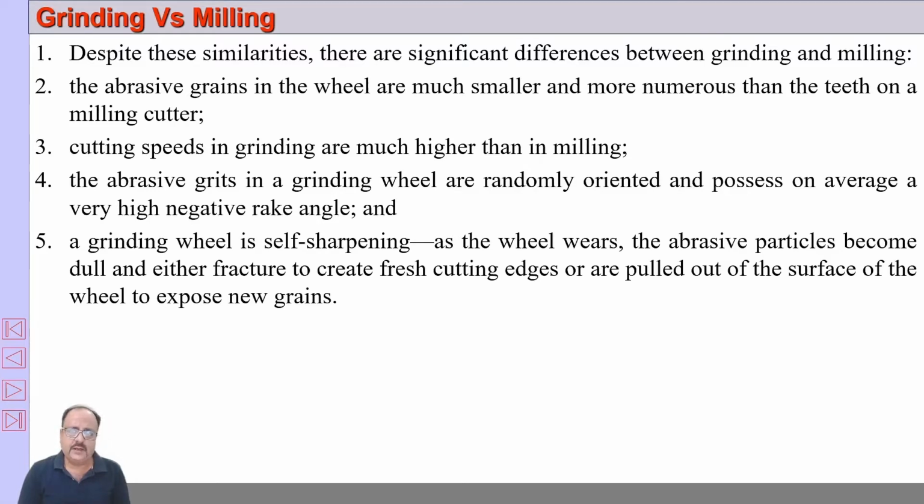And one very interesting phenomenon is the self-sharpening phenomenon in a grinding wheel. A grinding wheel normally self-sharpens by fracturing of the grains or fracturing of the bond. So that phenomenon is not there in milling. These are some of the similarities and dissimilarities of milling and grinding.